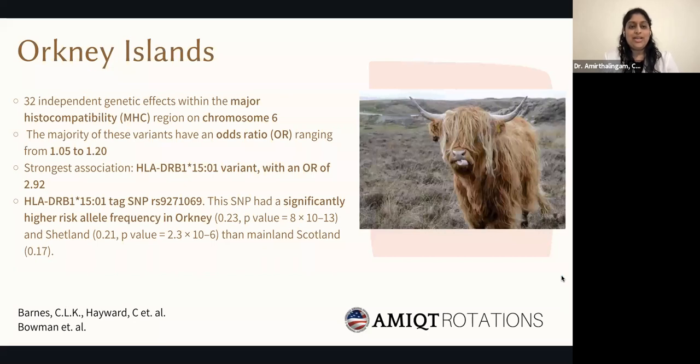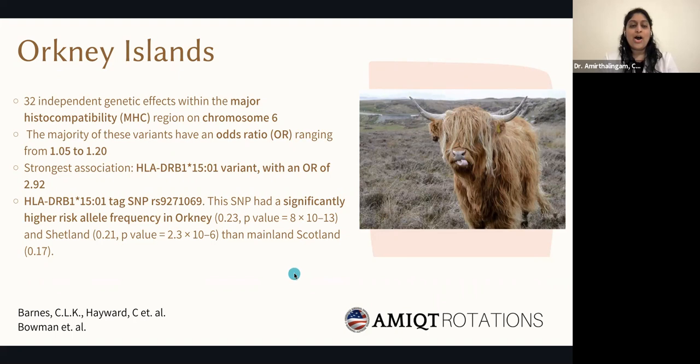In particular, 32 independent genetic effects within the MHC on chromosome 6 were associated. The majority of these variants had an odds ratio ranging from 1.05 to 1.20. The strongest association was between the HLA-DRB1*1501 variant, and the astonishing odds ratio there was 2.92. What this indicates is that the patients living in Orkney Islands had a unique allele frequency that was more common compared to the other patients with multiple sclerosis in other areas of the globe.